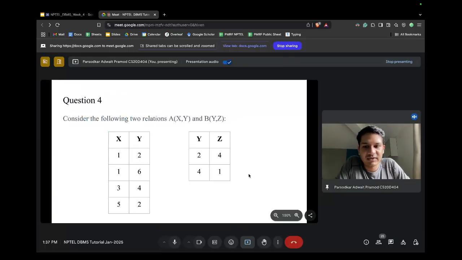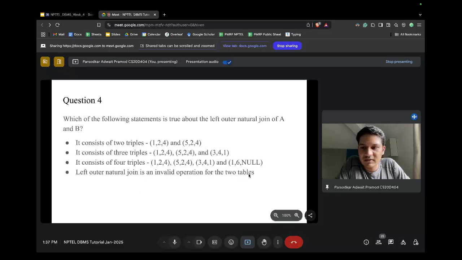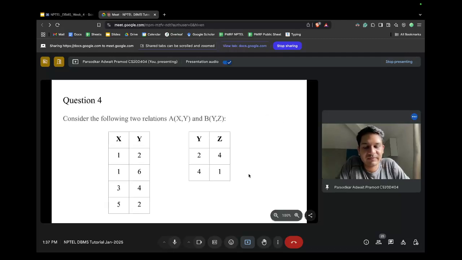You're given two relations A and B. A has two attributes x, y and B has two attributes y, z. The question is, you need to identify the left outer natural join of A and B. So, what is the left outer natural join of these two tables?